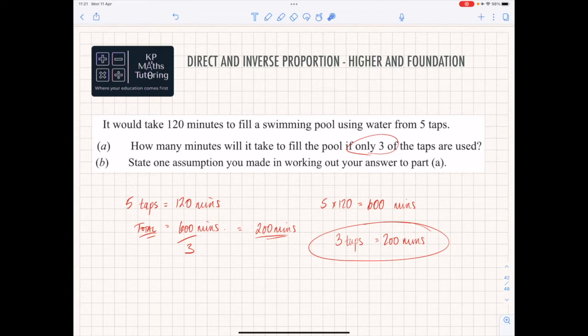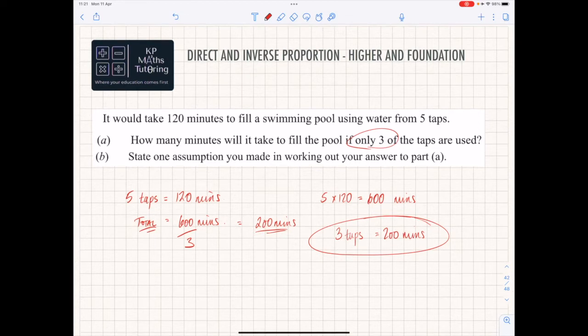One of the taps might be turned on slightly faster than the others. The pressure might be different. So it is an assumption we are making, and this will generally happen with these questions. You'll always get asked part B that says state any assumption you're making, and the assumption here is that all taps flow at the same rate. If one tap was slower or faster, it would change this time.